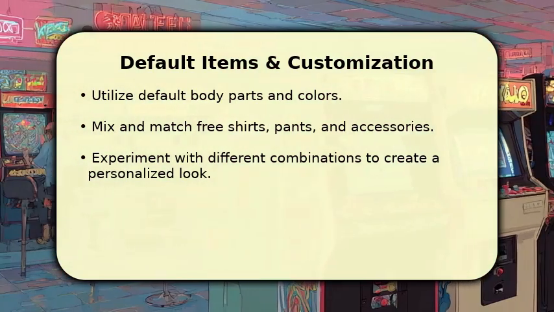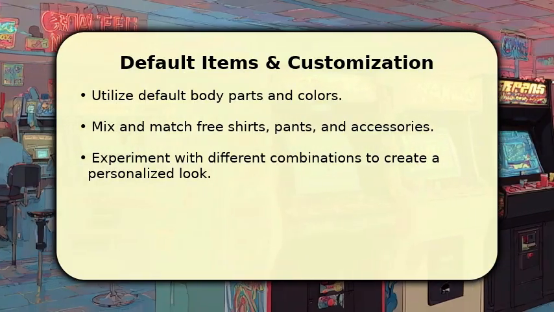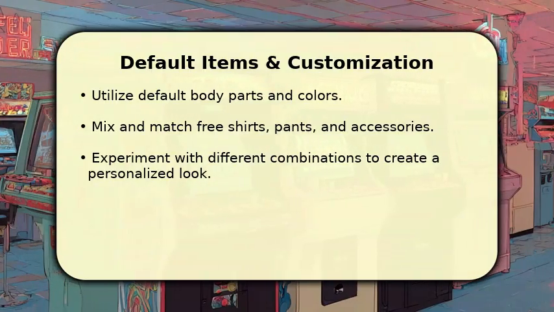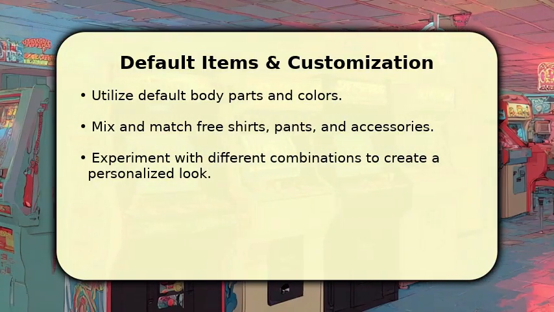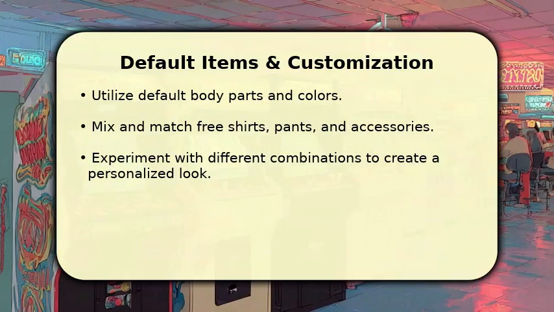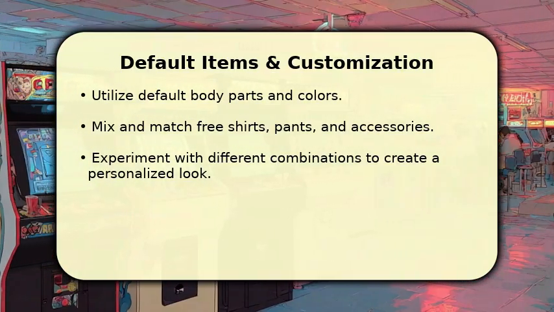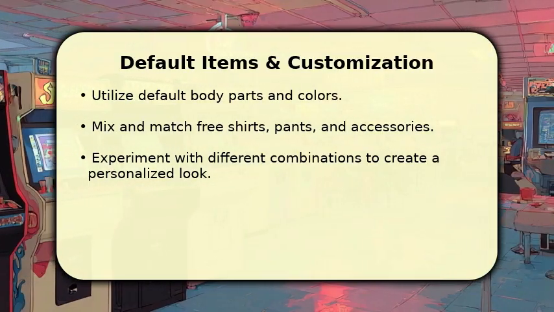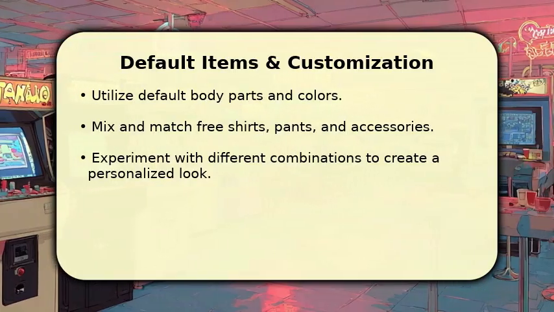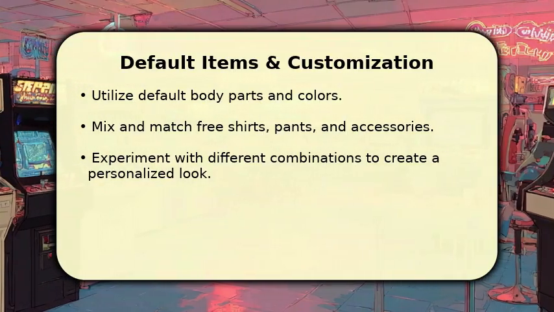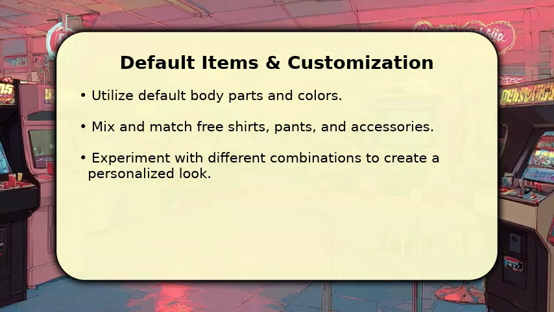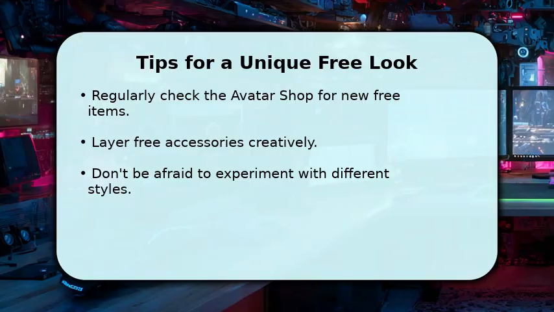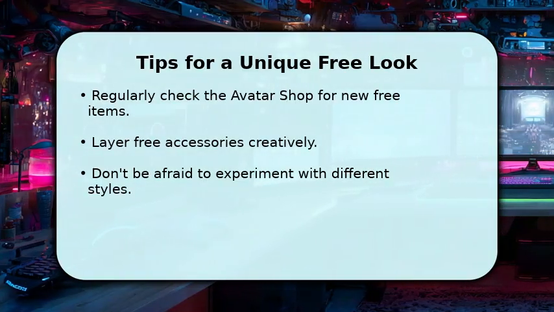Now, let's talk about customizing with the default items you already have. Roblox provides a range of default body parts and colors that are always free to use. Combine these with the free shirts, pants, and accessories you found in the shop. Don't be afraid to experiment. Try different color schemes and item combinations. With a little creativity, you can transform basic elements into a truly personalized and stylish look without spending a single Robux. Finally, here are some tips to keep your 0 Robux outfit fresh and unique.